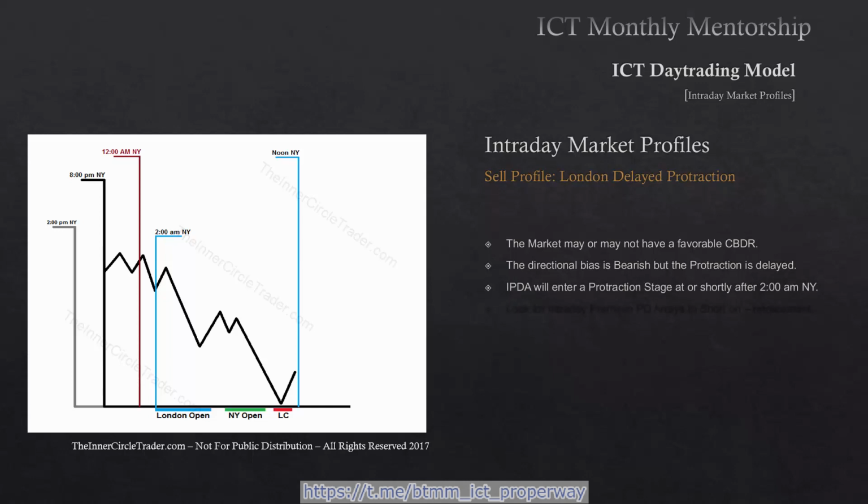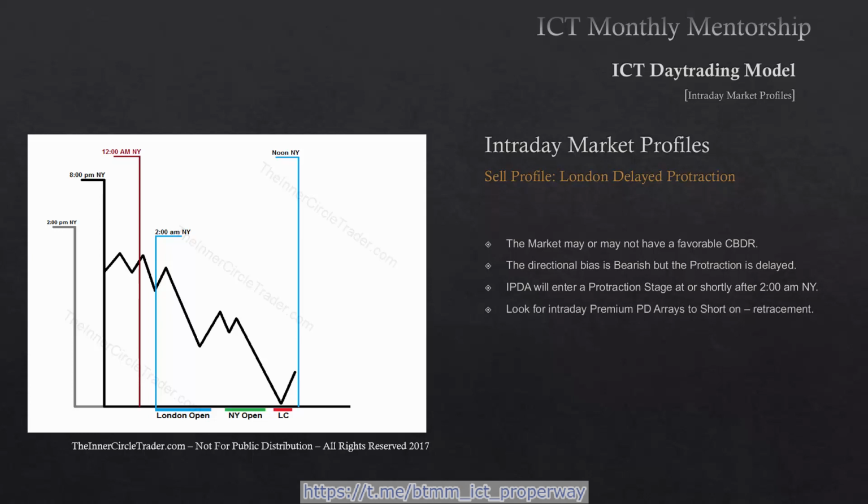IPTA will enter a protractionary stage at or shortly after 2 a.m. New York. So what you're going to be doing is you have a vertical line on your 15-minute time frame, and you're looking for price to stage a rally at or just shortly after 2 a.m. That rally is going to be an intraday move inside the range that's already existing, or inside the high that's already formed for the day. It's going to be creating a smaller little Judas swing. It's going to rally up from 2 o'clock, making your London entry come to fruition.